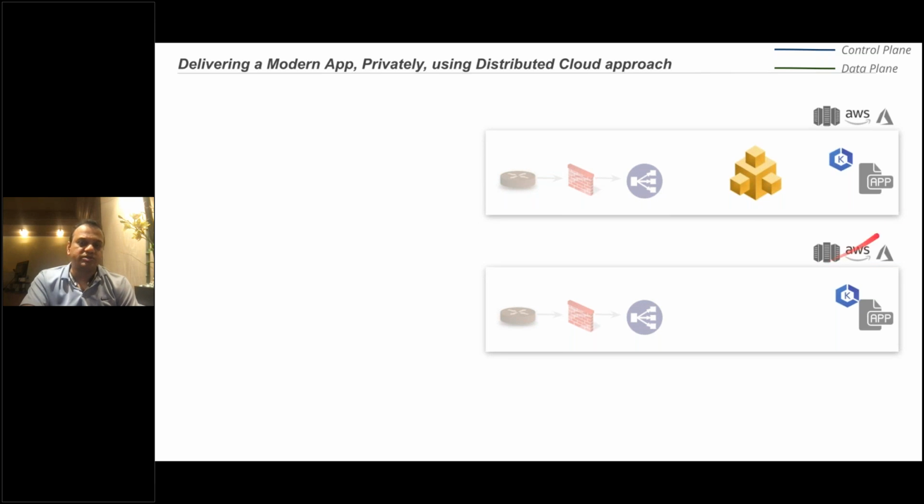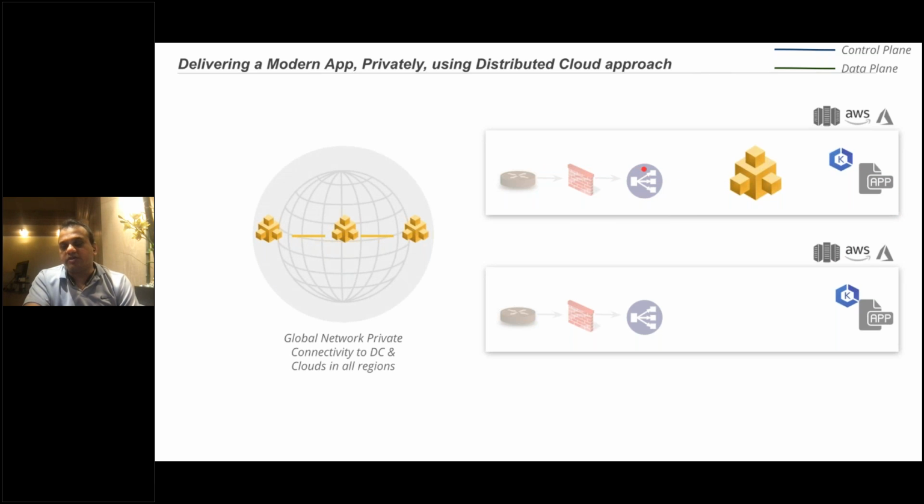What they should do is, don't get rid of this. This rides on top of it, right? So it's an overlay. You need to have this backbone so that you can connect different sites using a private connection. So the global network should have private connectivity to all your different sites and your clouds.